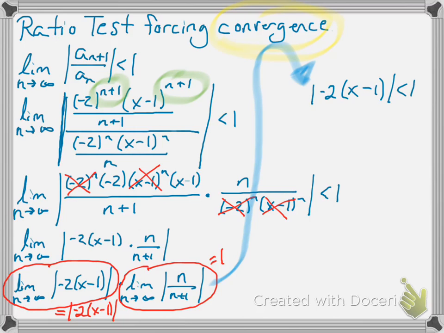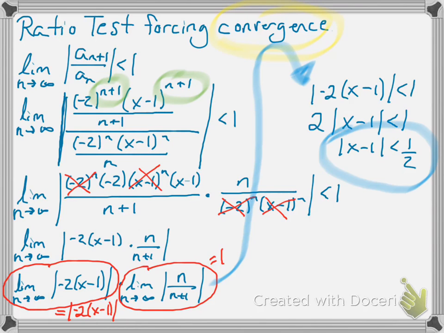That was our goal. Remember, we're trying to force convergence, and convergence only occurs if the ratio test gives us something less than 1. Now it's an absolute value, so that negative 2 would come out as positive. If I divide over that 2, I now have an absolute value statement. An absolute value statement is a distance statement. This is saying the distance from 1 has to be less than a half. Remember that 1 is the center, so we could also say the distance from the center has to be less than a half. Hence, 1/2 is the radius.